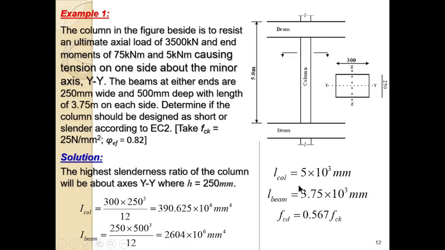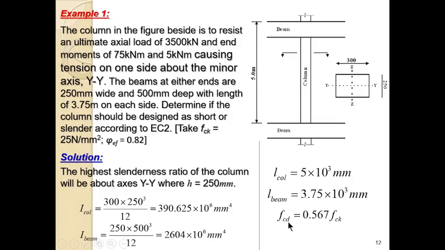Now let's look at L for column. The actual length of the column is 5 meters, which, if you change to millimeters, because these are all in millimeters, will now become 5 times 10 raised to power 3 millimeters. We are told that the length of the beam is 3.75 on each side. So if we change to millimeters, it becomes 3.75 times 10 raised to power 3 millimeters.